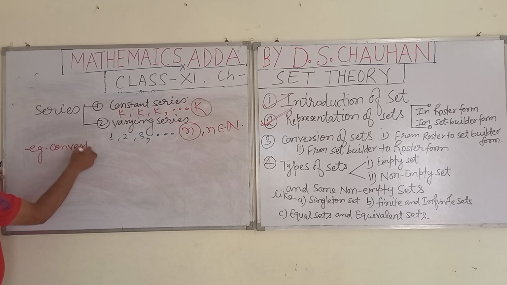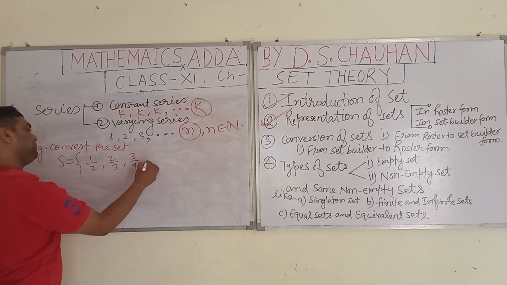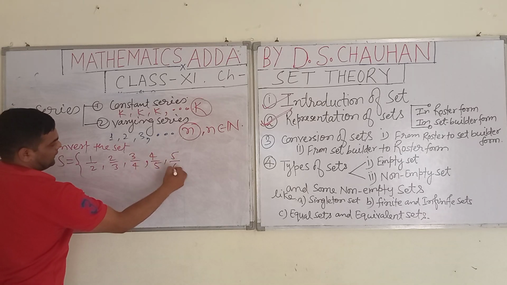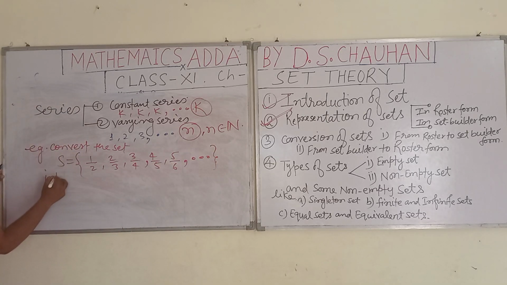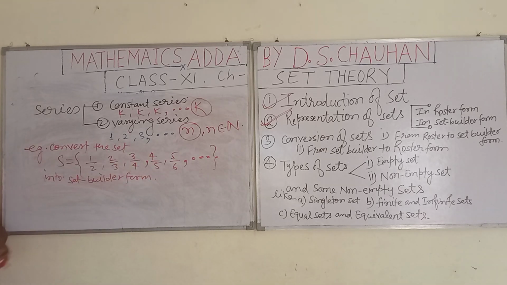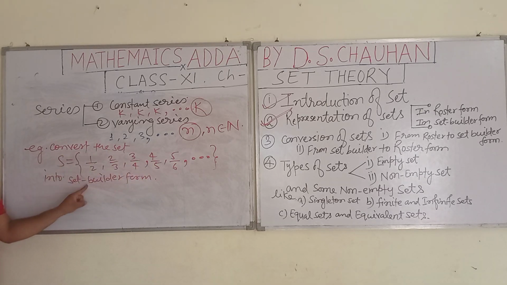Convert the set S, which is 1 by 2, 2 by 3, 3 by 4, 4 by 5, 5 by 6, and so on, into set builder form. See students, how to write? Here a list of elements is given, so we have to convert it into set builder form. See students, try to understand clearly.